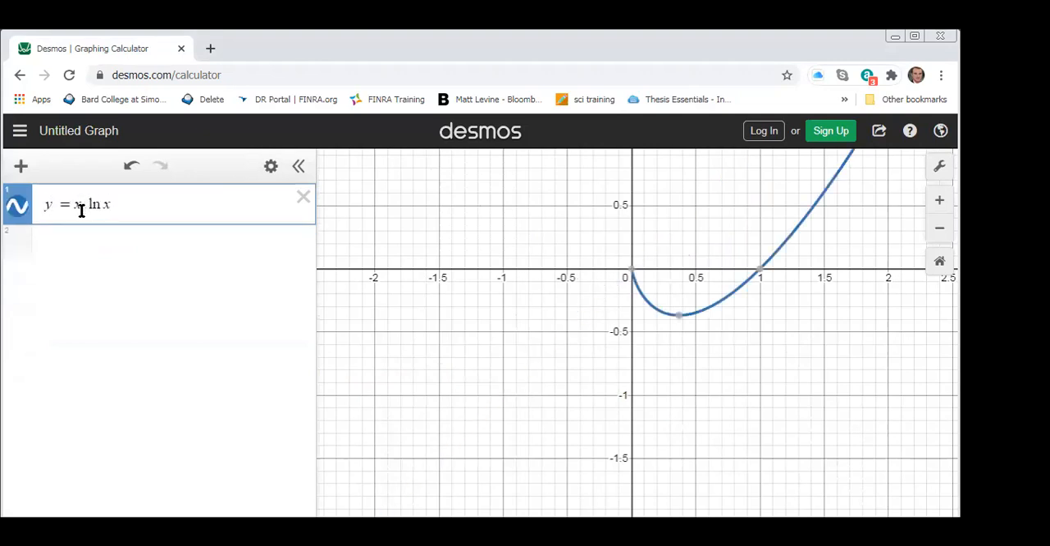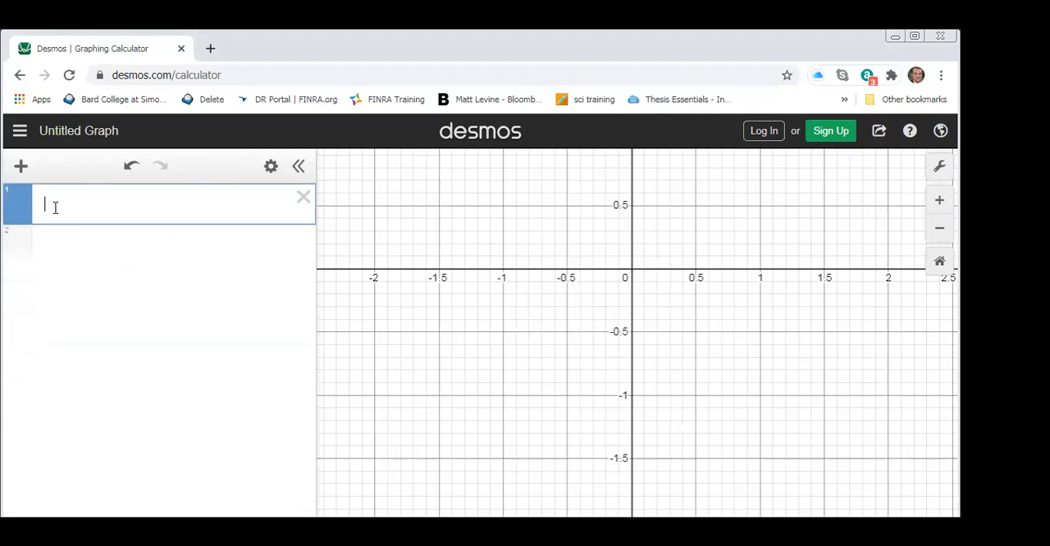We've got x times natural log of x. Maybe that almost looks like a Nike swoosh. We were taking the limit as x goes to 0, and you can see that it's going straight to 0.